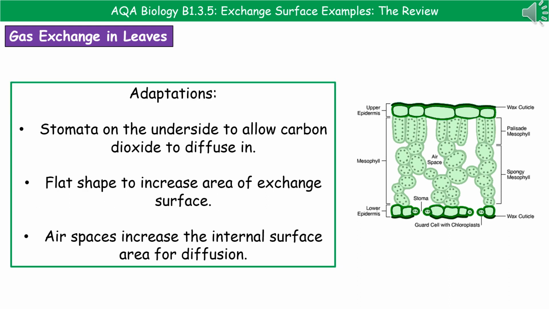There are three key adaptations we should remember to do with our leaves. The first one is if we look at the bottom of the diagram there, then we can see there are these bits called stomata. Now, the stomata are these little pores that are on the underside of the leaf, which allow the carbon dioxide to diffuse in first of all. If we think about the shape of a leaf, then we know they're quite flat, and the whole idea behind that is to increase the area of exchange surface. And the last one, those air spaces, are going to increase the internal surface area for diffusion to happen over.